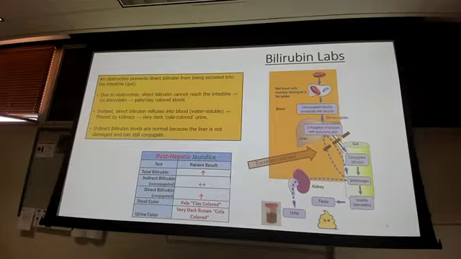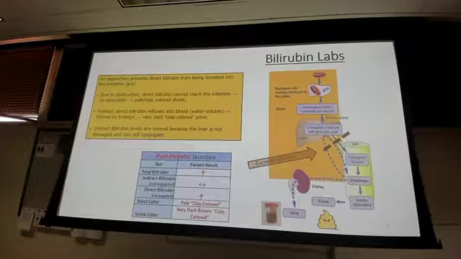Okay, post-hepatic. Something's blocking it, right? The liver's working fine. It's taking that indirect bilirubin and turning it into direct bilirubin. It's trying to push it out to the gut, but there's something blocking it. And because there's something blocking it, some type of stone, tumor, whatever, it's going to start backing up into the blood. Okay?